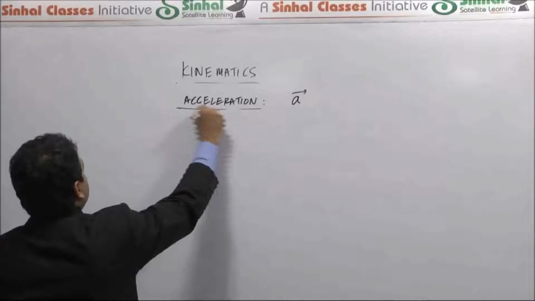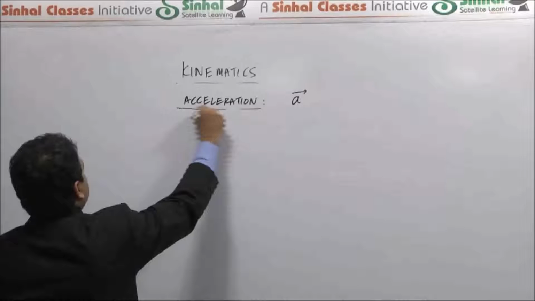And now one thing important to keep in mind is that if the direction of velocity is changing while speed is uniform, it means that acceleration, which is rate of change of velocity, is not zero, okay? Because the velocity is changing. Why? Because its direction is changing.